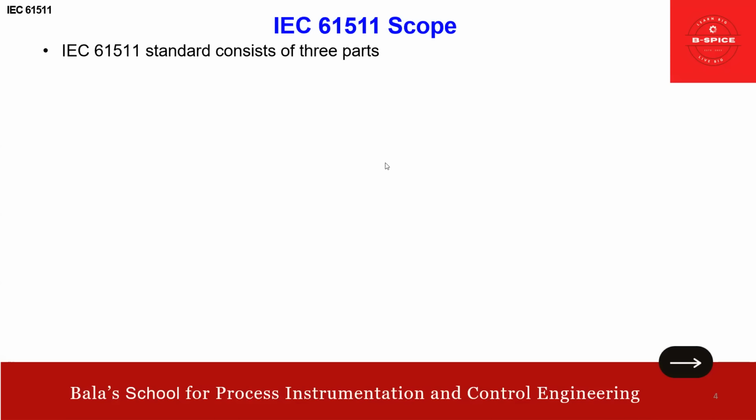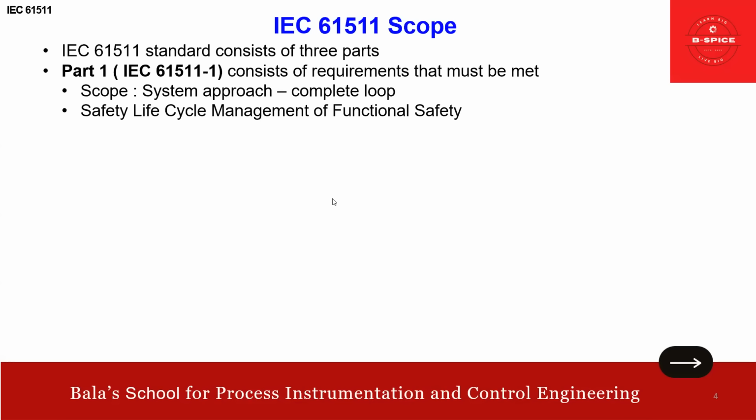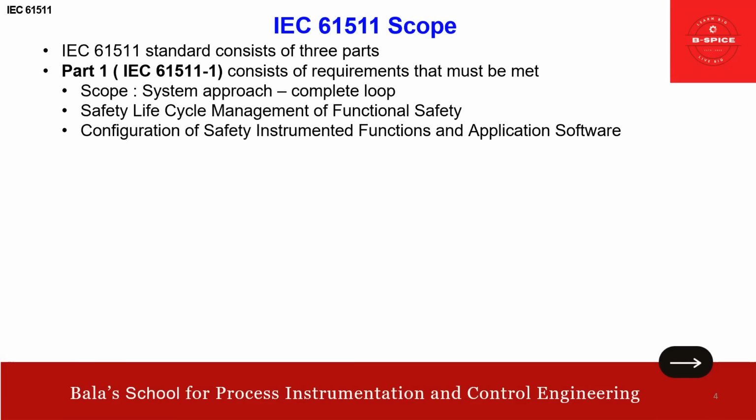Basically, this 61511 consists of three parts, friends. Part one of IEC 61511 consists of requirements that must be met. What are those? The scope, system approach and the complete loop, then safety life cycle management of functional safety, then configuration of safety instrumented function and application software. So these are the three in part one.